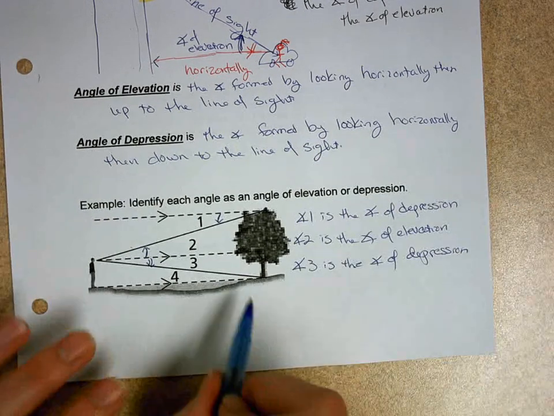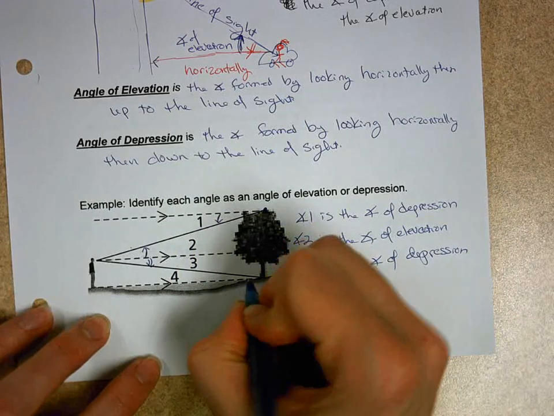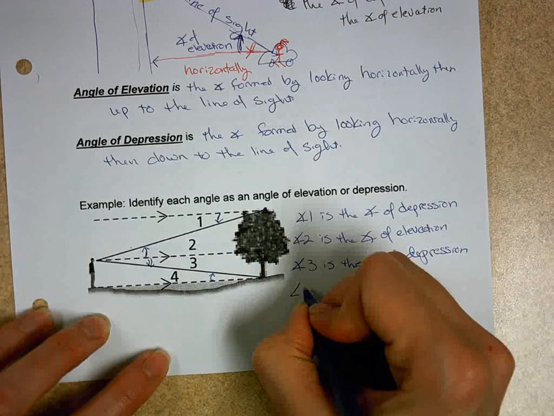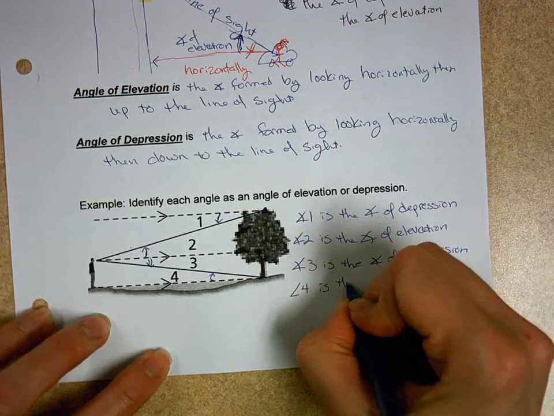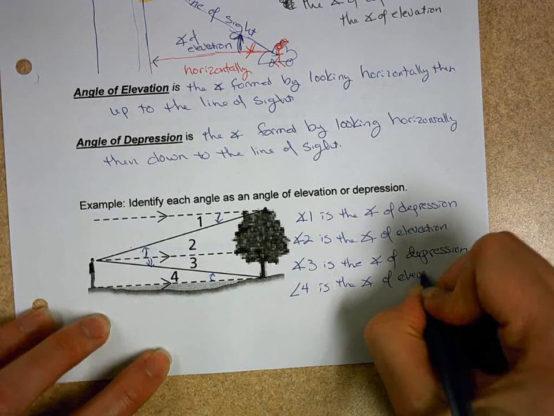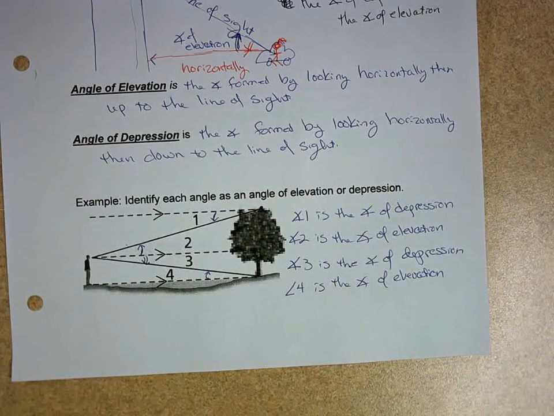And then, if you're doing the same thing, let's say I was a worm or something looking up at that human, you go horizontally first and then up to the line of sight. So angle 4 is the angle of elevation. So hopefully that kind of gives us some clarity on that, and we're going to actually do some problems on the other page.